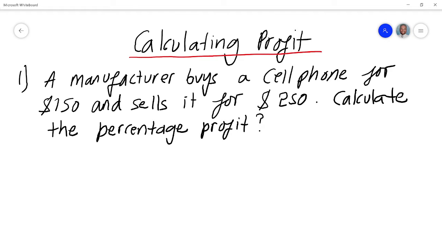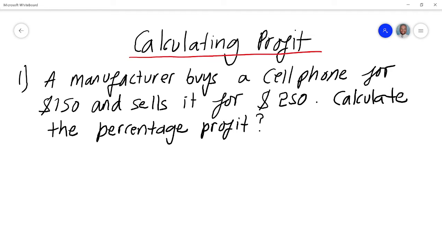Hi guys, in this episode of the series, we're going to be talking about calculating profit. If you've seen my previous sessions, we talked about percentage increase, percentage decrease, and we also mentioned the application of using percentages. One of the topics that involves application of percentage increase or decrease is profit and loss.